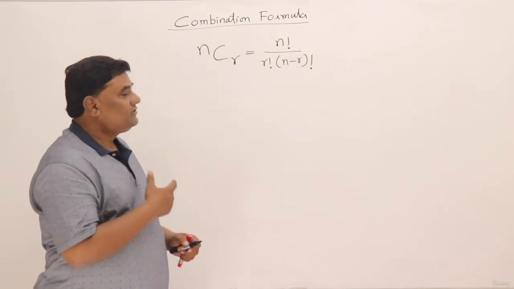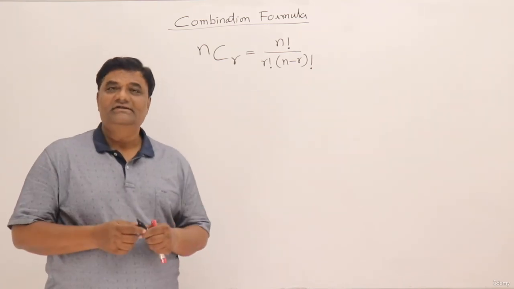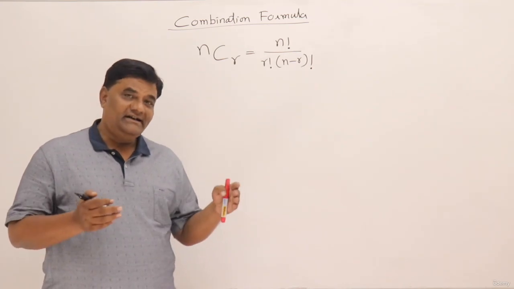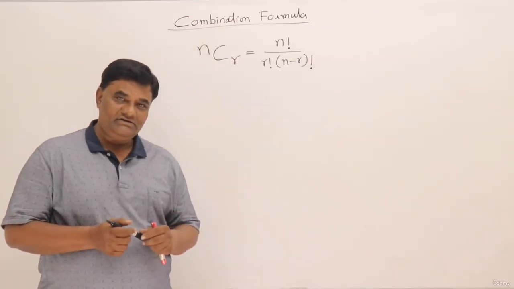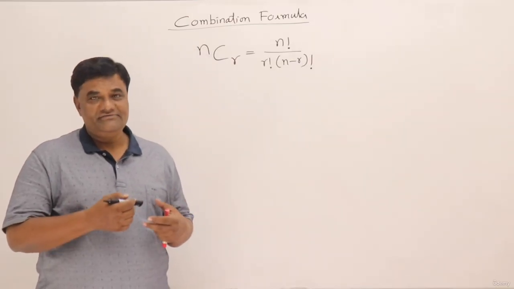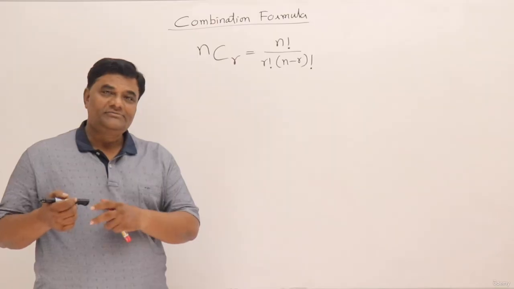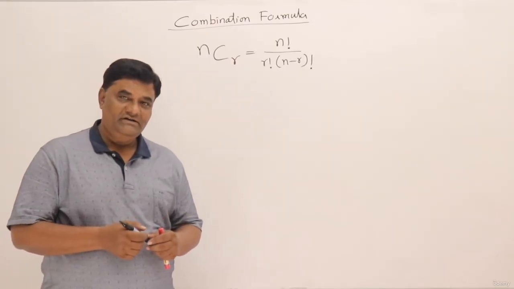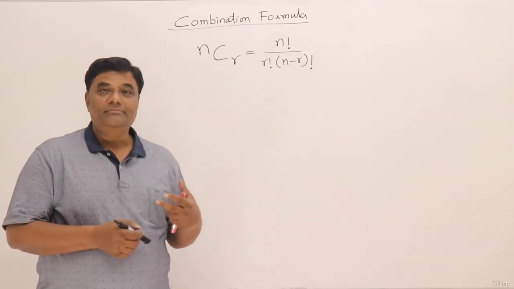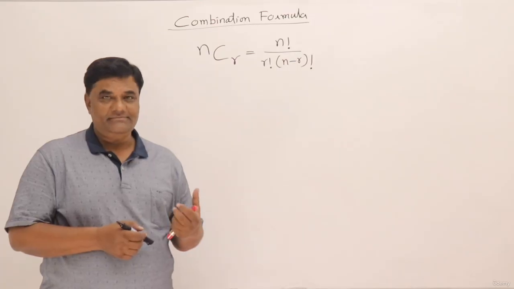Now the topic is combination formula. This is also called the selection formula. If a set of objects is given to us, then in how many ways can we select a subset of those objects? This formula is used for finding the number of ways we can select the subset.